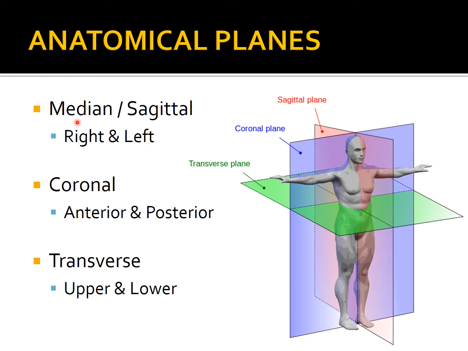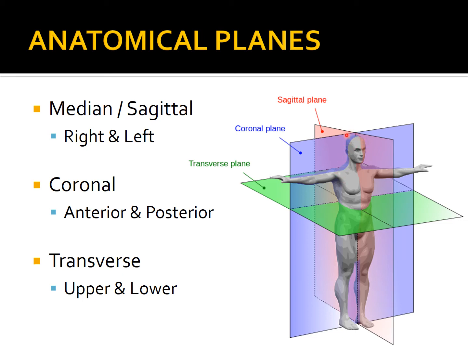So this is called a median plane or a sagittal plane. The next one is the coronal plane. What is this coronal plane? The coronal plane is present between the anterior and posterior parts of the body. You know the anterior part, which is the head, the eye, and posteriorly the back.